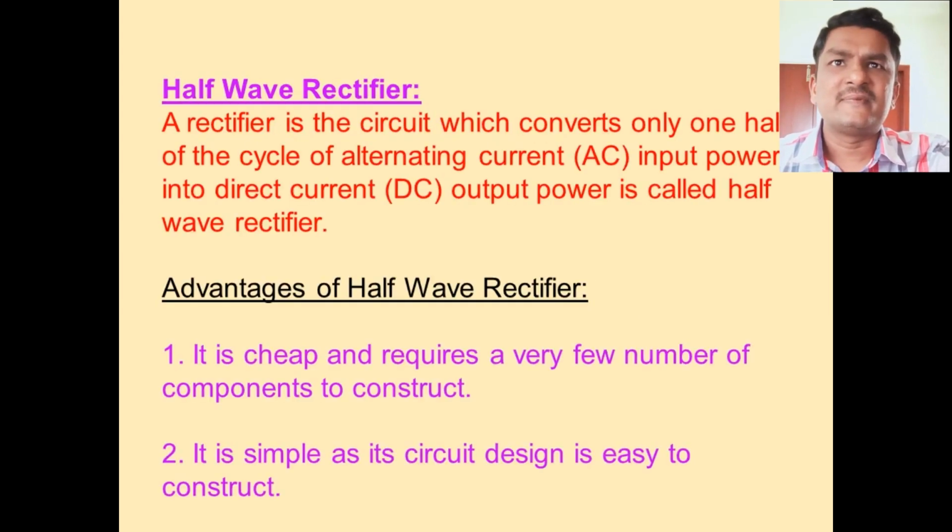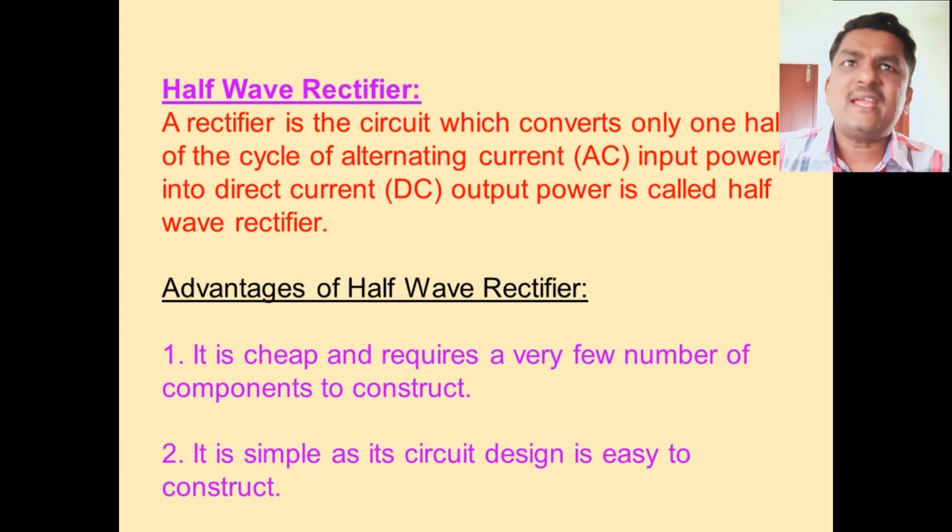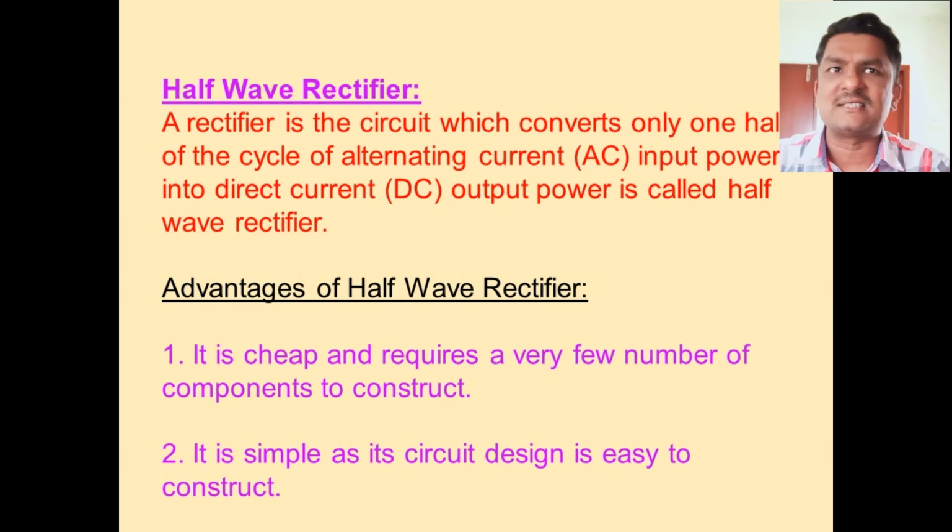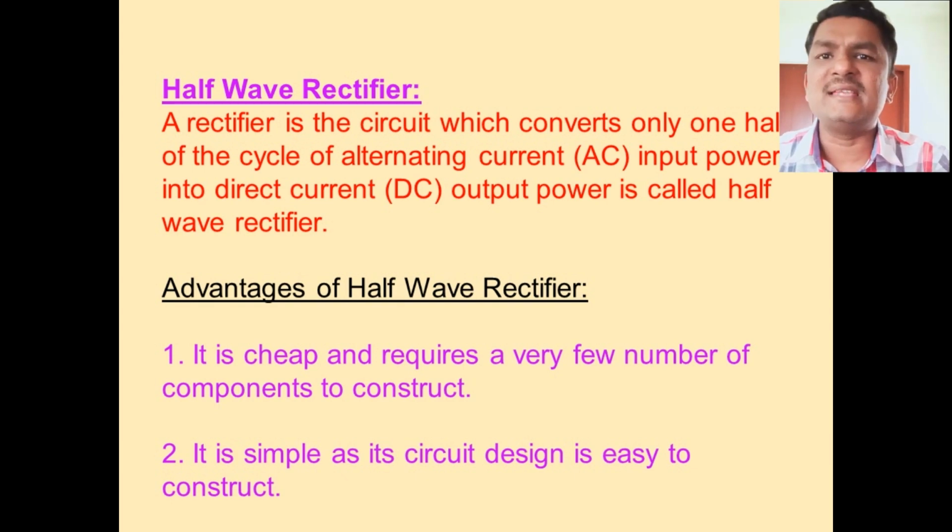Next, a rectifier circuit which converts only one half of the cycle of alternating current into direct current output is called a half-wave rectifier. There are some advantages of half-wave rectifier. It is cheap, it requires very few components to construct, and in the circuit design it is easy to construct.